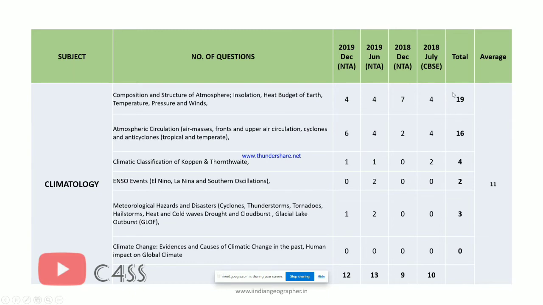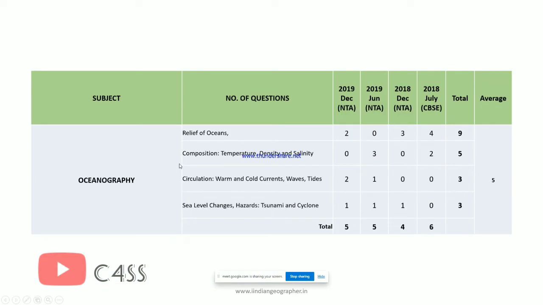The thing that needs a lot of attention is that 19-20 questions come from climatology. Then, on an average, you will find that in every question paper somewhere around 11 questions have been asked. Oceanography, approximately 5 questions.